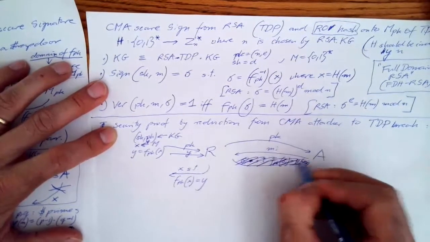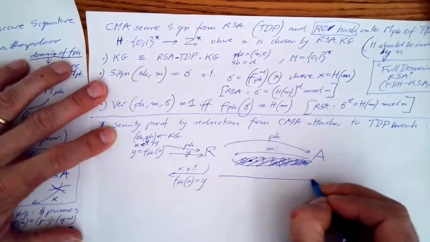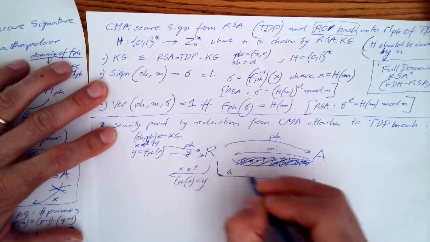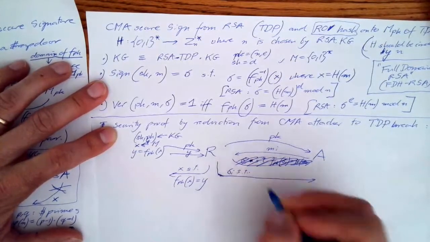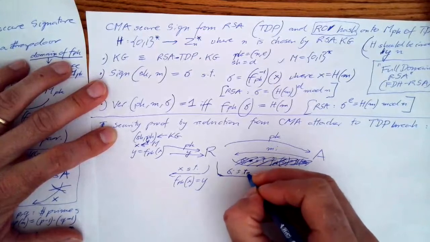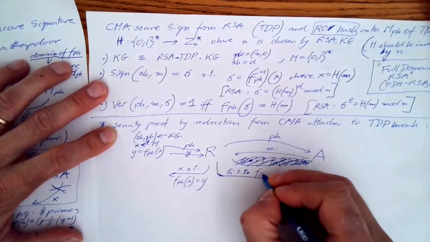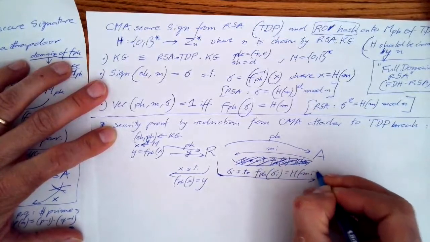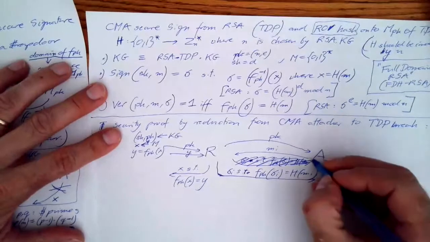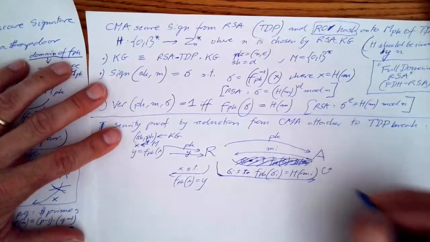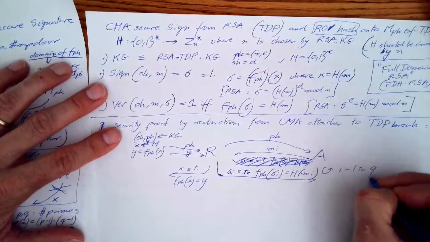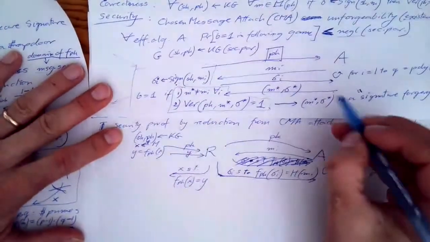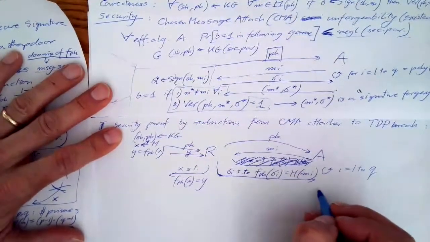You know what? I need to write it bigger. The reduction has to send sigma_i such that the function forward applied to sigma_i is hash of m_i. And this can go on for i from 1 to Q, right? That's the notion of CMA security of the signature scheme.